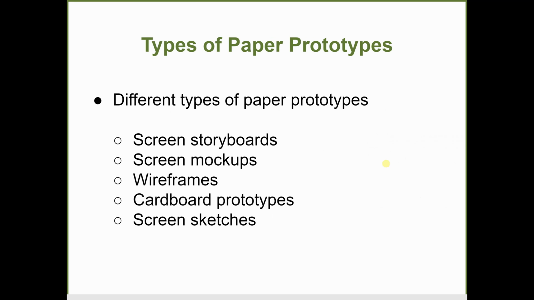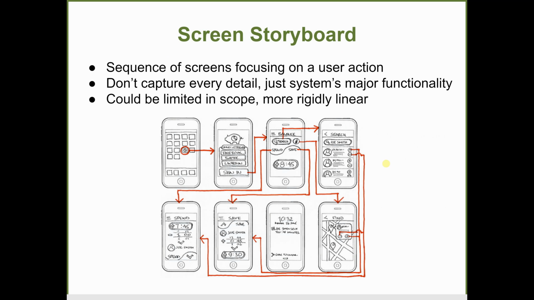There are many different versions of paper prototypes. Examples include screen storyboards, screen mockups, wireframes, card prototypes, and screen sketches. Screen storyboards are a sequence of screens that focus on a specific user action. They don't capture every detail, just the system's major functionality, and hence they are limited in scope and more rigidly linear.